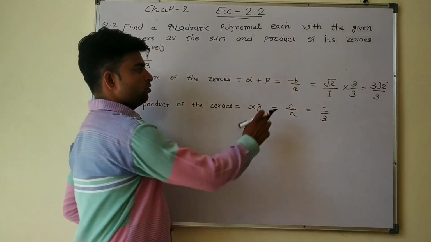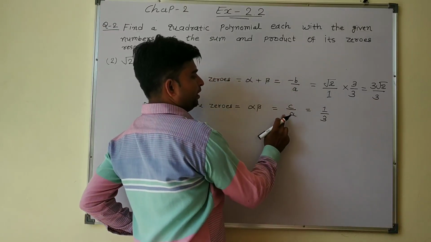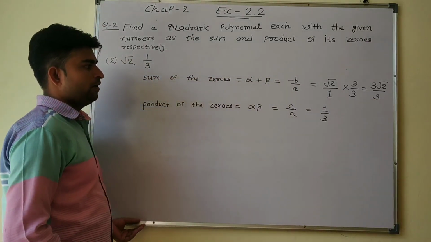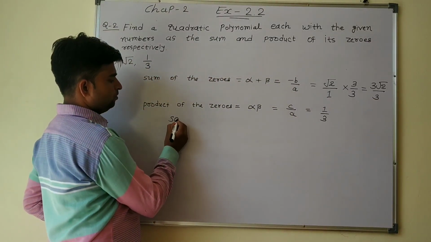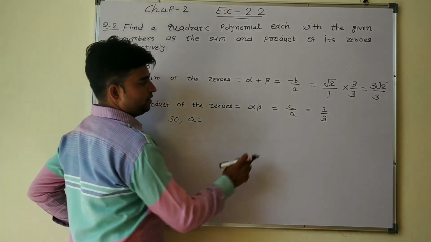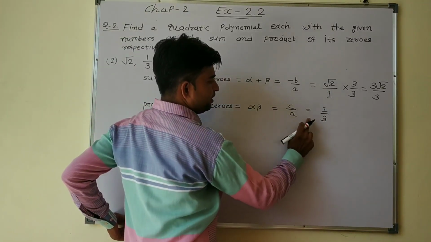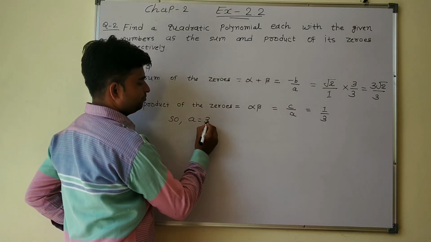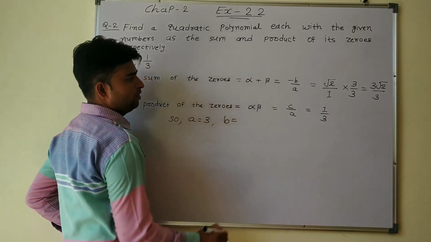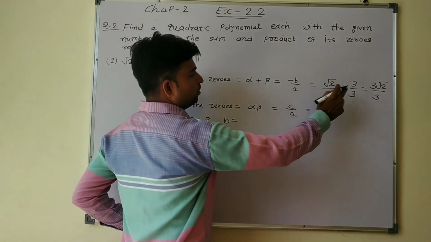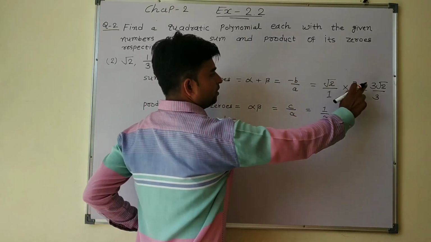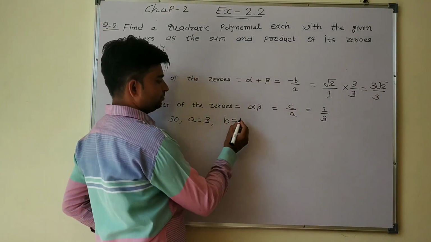Now comparing these two and these two, we get the values of A, B, C. So first of all, A is equal to 3. A is equal to 3. And B is equal to 3 root 2.